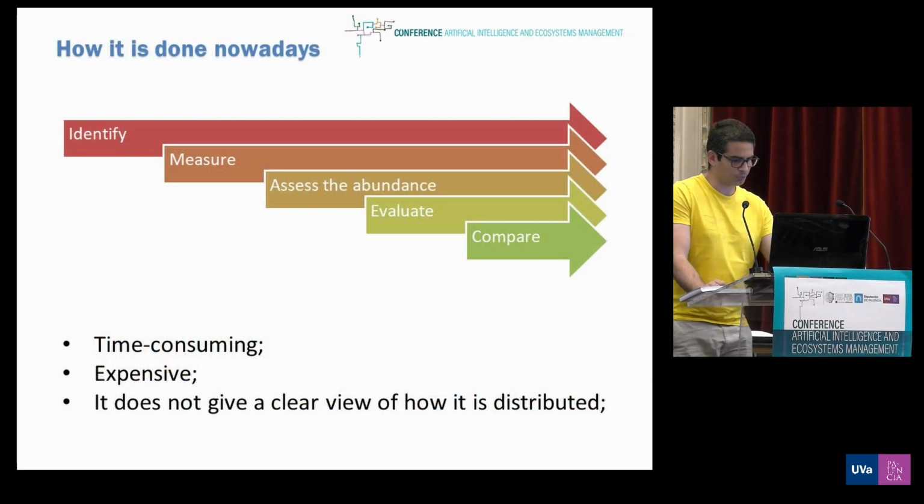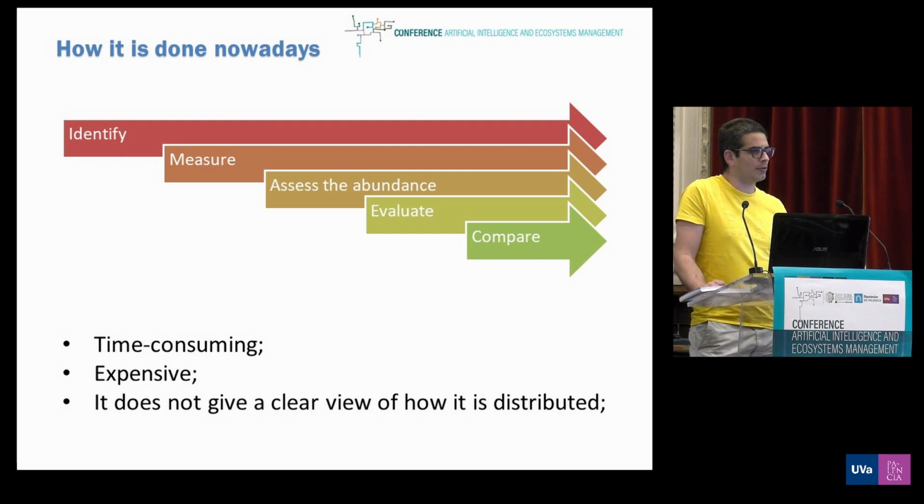Nowadays, researchers go in the field, try to identify and measure the seedlings, and make the calculation and evaluation of the abundance and all these parameters to compare and see if the natural regeneration is enough. But this is really time consuming and expensive, and by installing some plots you don't have a really good view of the distribution and the structure of the areas with more seedlings, with more natural regeneration.